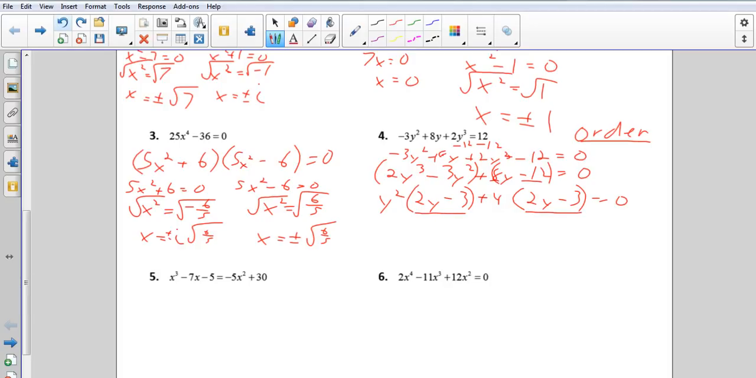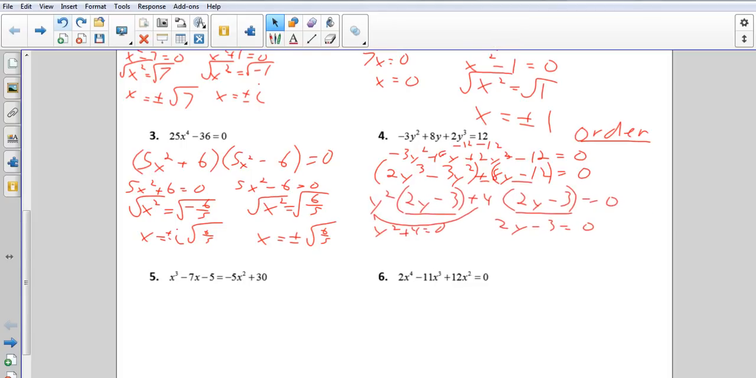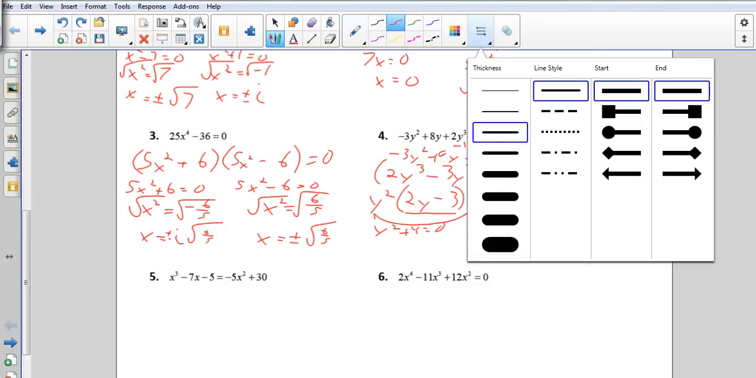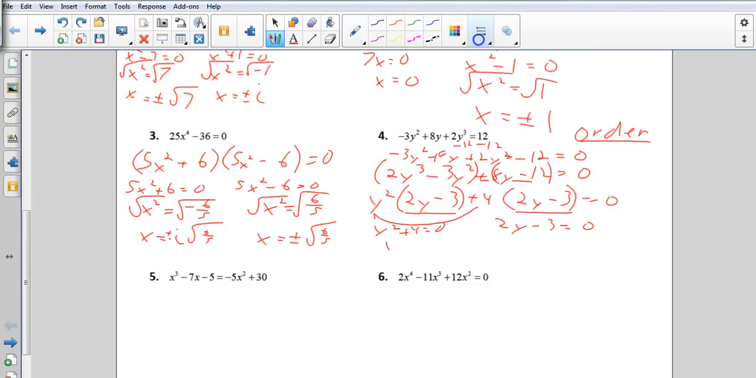Since these are both the same, I get these two hooked up. Y squared plus 4 equals 0, and 2y minus 3 equals 0. I'm going to need the room, so never mind. Not going to work. I'll make it work. So I need to do y squared equals negative 4, square root of both sides. Y equals square root of 4 is 2, plus or minus always. But to take care of that negative, I need an i. So plus or minus 2i. Over here, I'm going to add 3 to both sides. Divide by 2.